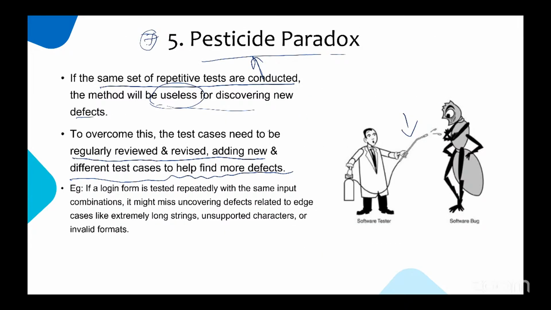Pesticide paradox. If a login form is tested repeatedly with the same input combination, it might miss uncovering defects related to an extremely long string, unsupported characters, or invalid format. This happened, even yesterday in one of my demos. In the search box, the customer inserted 5,000 characters and clicked on search. Trust me, the application crashed. It happened in a demo in one of my projects.